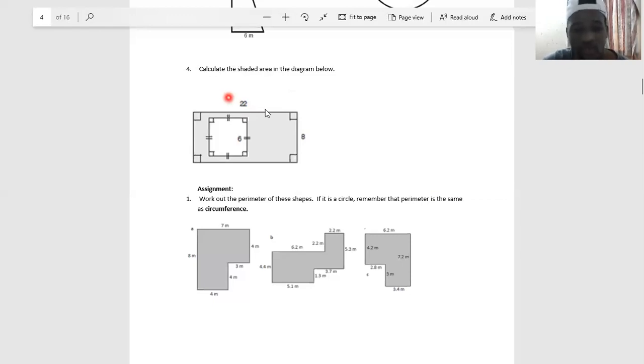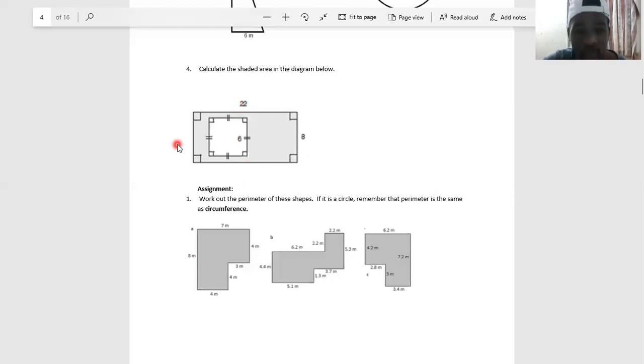So it would be 22 plus 8 plus 8 plus 22 plus 8 plus 8 plus 22. Remember that for the perimeter, we go all around. Just because they gave you 2 units, you can't say you add only 22 and 8. For the perimeter, it would be 22 plus 8 plus 22 plus 8. I hope you understand, guys.